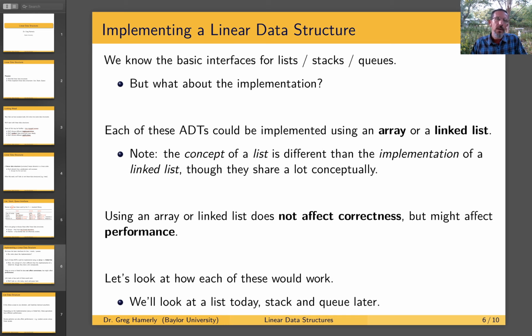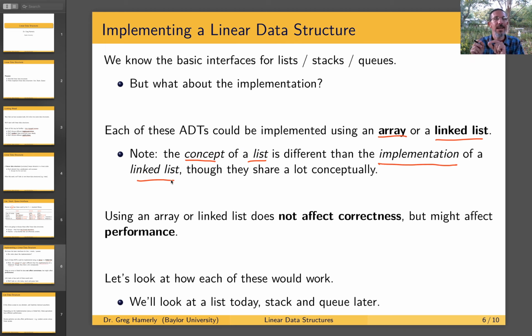Now we know the basic interfaces that we just reviewed for lists, stacks, and queues. What are the methods that they support? But what about the implementation for these data structures? Well, it turns out that each of these ADTs have in common that they could be implemented using an array or a linked list. And you might say, that sounds kind of weird. Why would I use an array for a list? And I want to point out here that the concept of a list, which is a linear ordering of things which I can visit or insert or remove from, is actually different than the implementation of a linked list, okay?